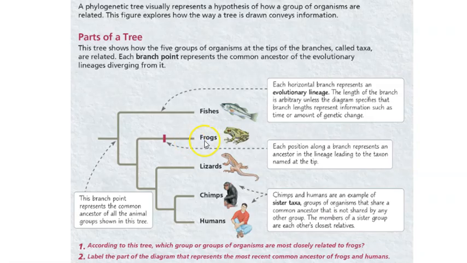Chimps and humans are an example of sister taxa, which means these are groups of organisms that share a common ancestor that's not shared by any other group. They're very closely related. Each branch point represents a common ancestor of all the animal groups shown. So here's a branch point for everything, but that would include everything except fish. That would include everything except frogs and fish, and then that would include everything except the others, okay?